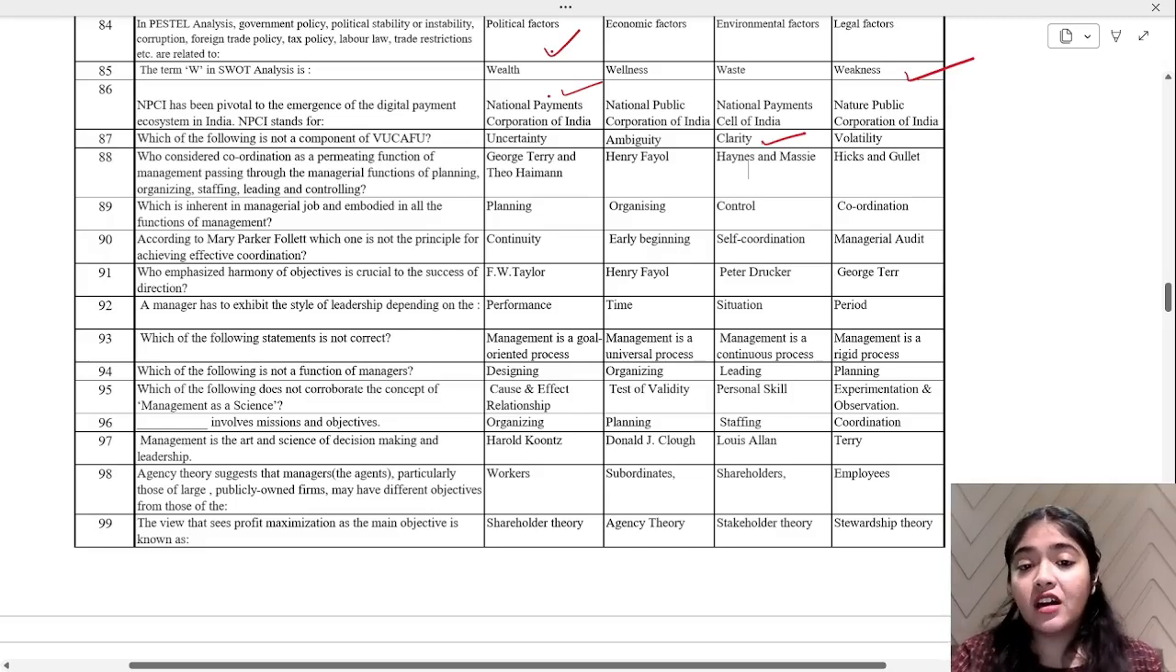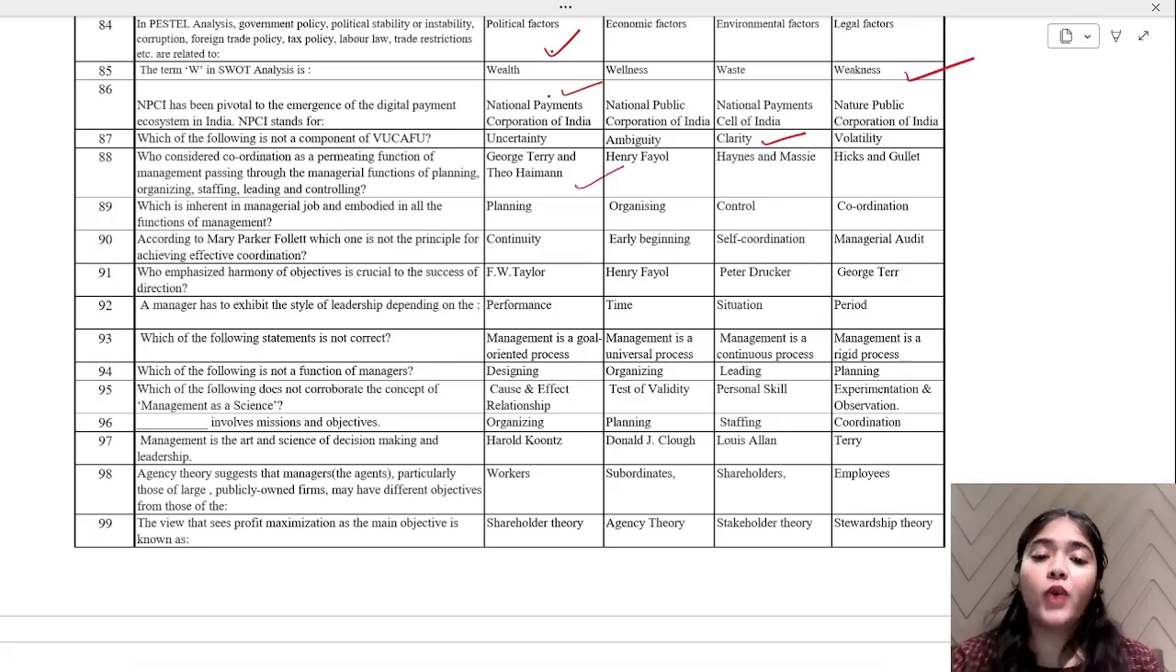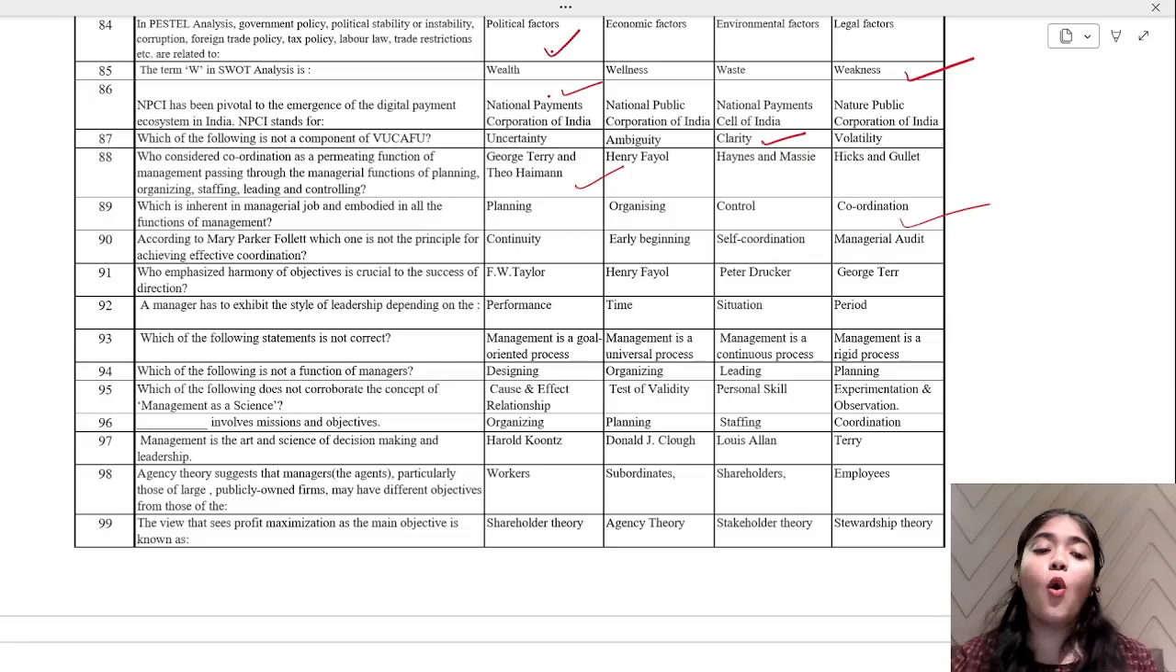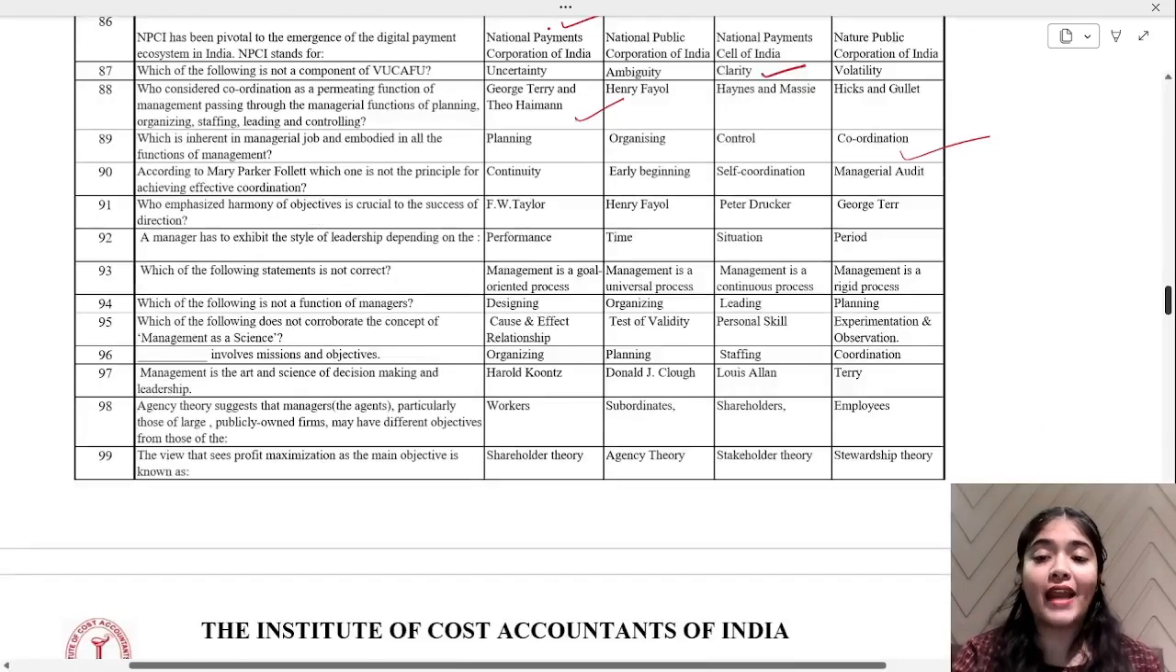George Terry and Theo Hyman, or Henry Fayol, or Hannes and Massey, or Hicks and Goulet? Tell me, what do you think is the correct answer for this? Yes, George Terry and Theo Hyman, sorry. Which is inherent in managerial job and embodied in all functions of management: planning, organizing, controlling, or coordination. Yes, you are right. Coordination is important in all, embodied in all functions of management.